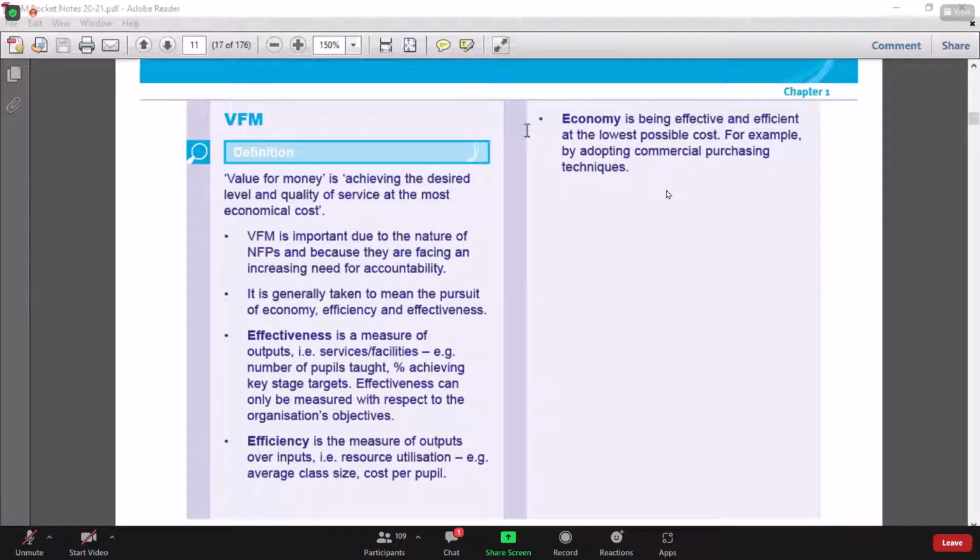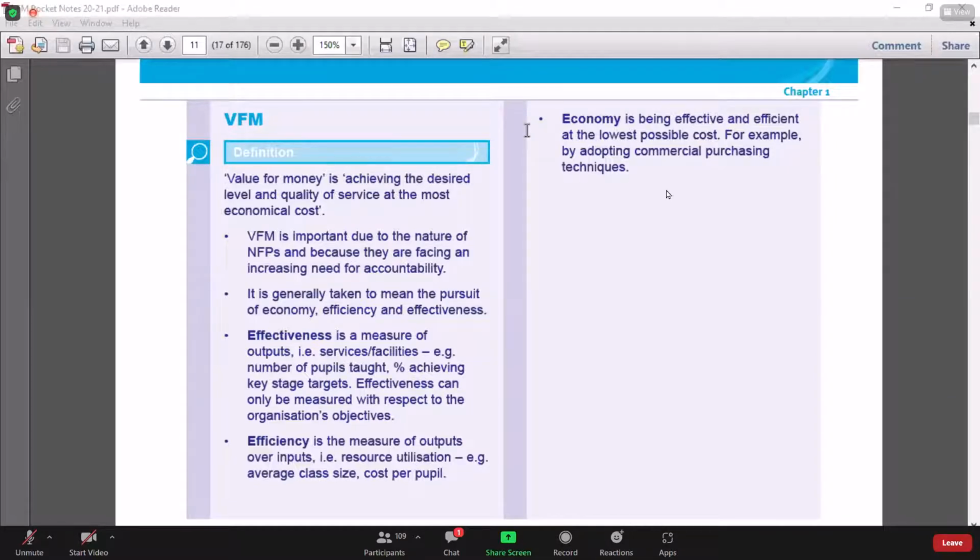This is very important. I want everyone to please memorize this. Value for money mainly includes three E's. One is economy, the other one is efficiency, and the next one is effectiveness. You can definitely expect one MCQ. You can't even think about an FM paper without a question on three E's. So please focus on this.